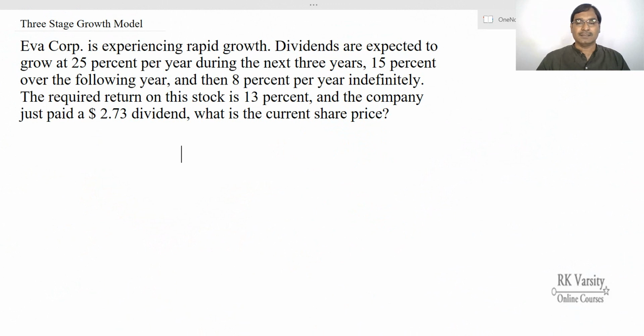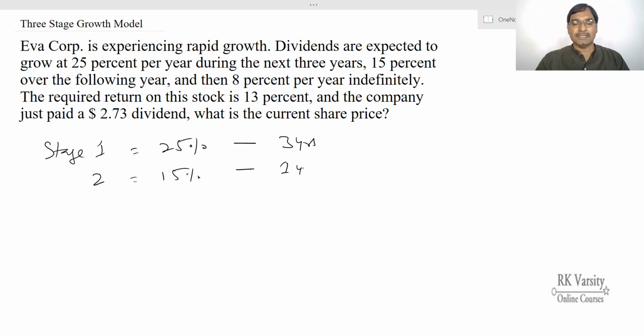In this case, the first stage, that is in a stage 1, dividends will grow at 25%, and this is for 3 years. And in stage 2, dividends grow at 15%, and this is for 1 year. And thereafter dividend will grow at 8%. So in stage 3 it grows at 8%, and this is forever. So this we say is at a constant growth rate. So this is the first stage growth, second stage growth.